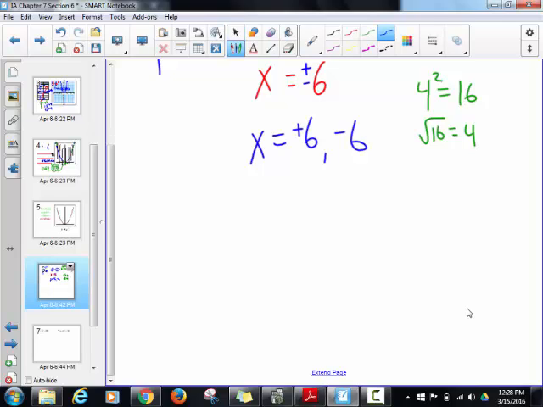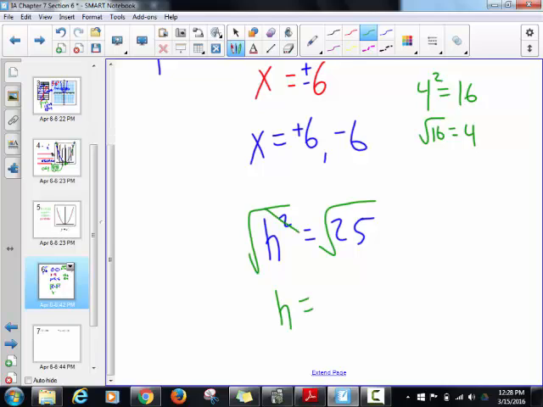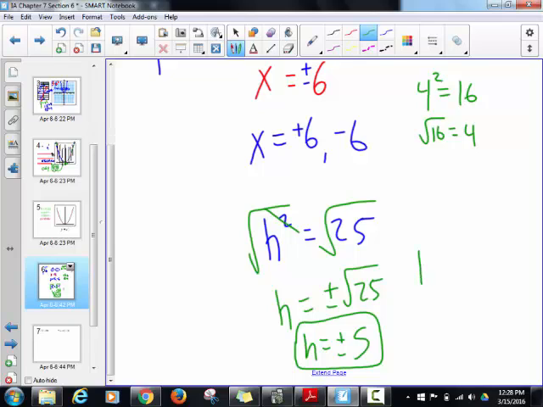So if I did one more of these, let's just say h squared equals 25. Okay, so whenever I square root both sides, to get the one part by itself, I always say it's plus or minus on the other side. So it's plus or minus the square root of 25, and the square root of 25 is 5. And I could leave my answer just like that. That's fine. Or I could write it as 5 and negative 5. Either way would be just fine.